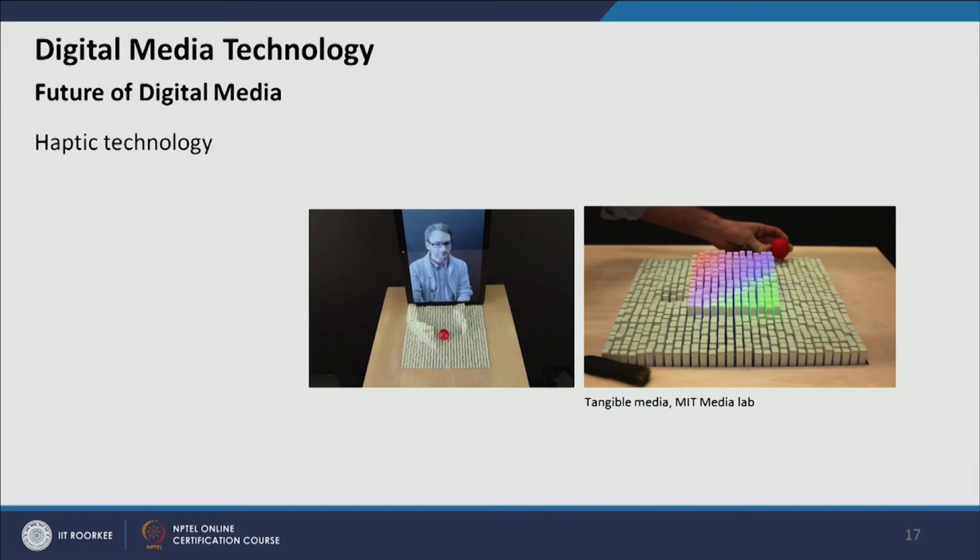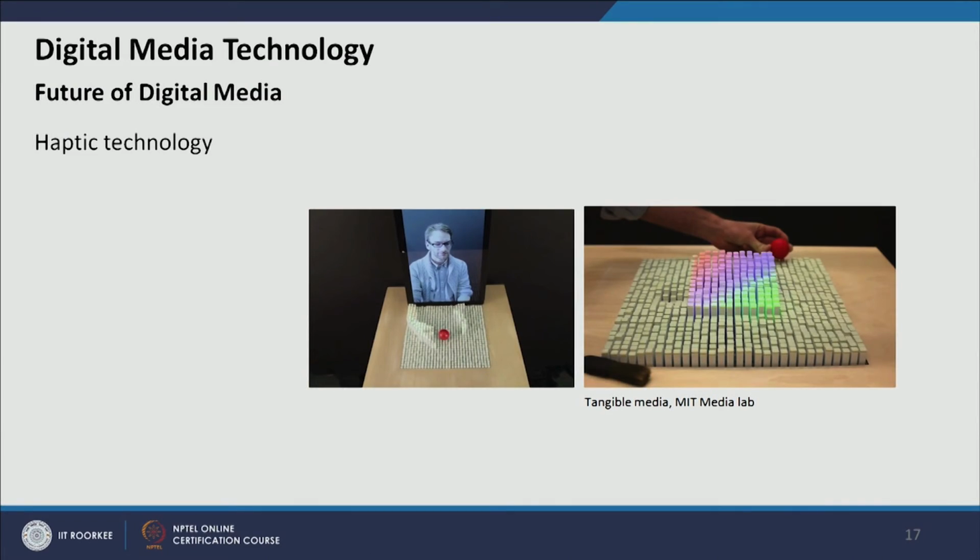Here we can discuss MIT Media Lab's tangible media, the way they are progressing. Here you can see there are a lot of pixels. Again, the concept of pixels is transformed into a 3D tangible volume. You can perceive that as a voxel, but tangible voxels. These small voxels, or 3D pixels, can be touched, and they will interact according to your command.